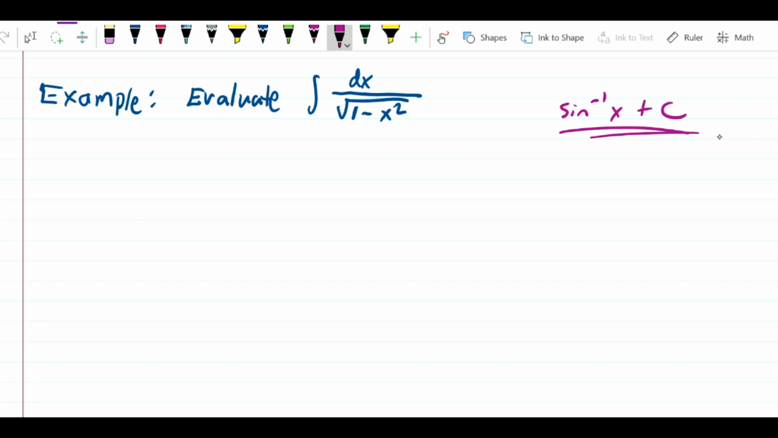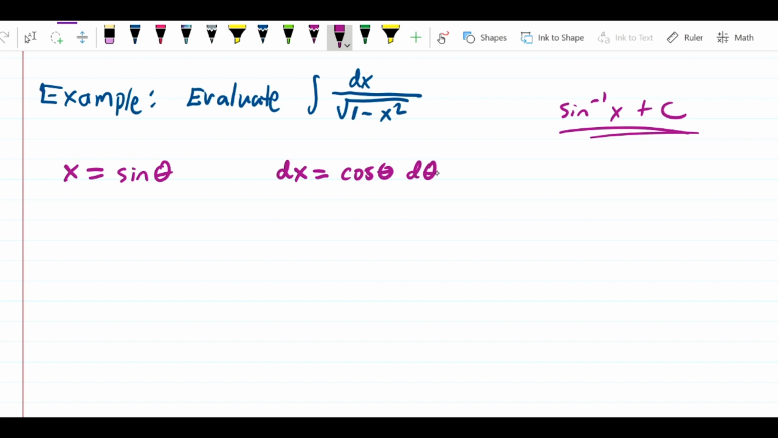So the way you would do this is, what we want to do is set x equal to sine of theta. And I'll show you how we choose what to set x equal to. And having set it up that way, we're now going to differentiate both sides. So dx is going to equal cosine of theta d theta. That makes sense because the derivative of sine is just cosine.